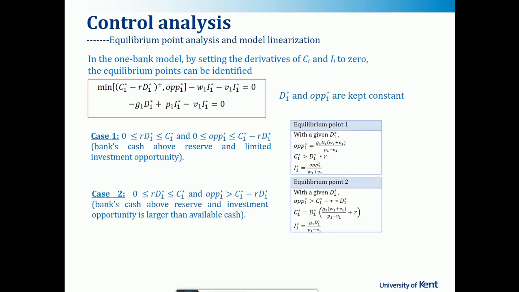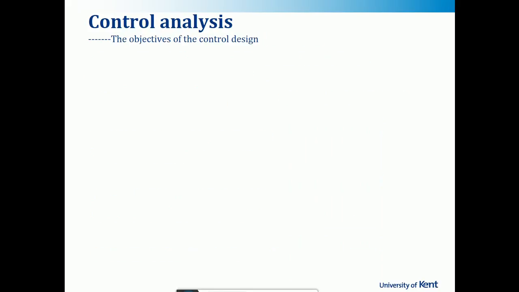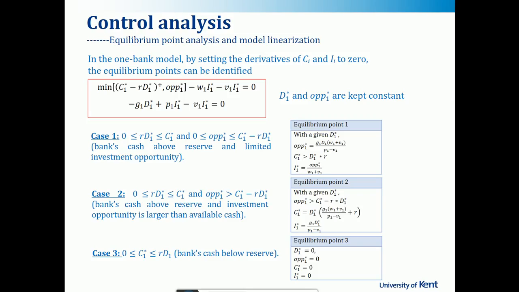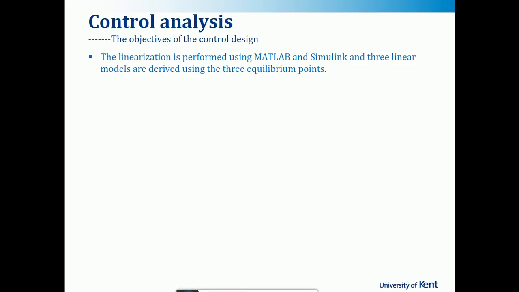In case 2, where equilibrium point 2 is found, the bank has again enough cash and will invest as much as it can, since the investment opportunity is larger than the available cash. In case 3, the bank doesn't have enough cash to invest, and the only equilibrium state consists of 0 values for C1 and I1. Based on 3 equilibrium points, the linearization is performed using MATLAB and Simulink, and 3 linear models are derived.